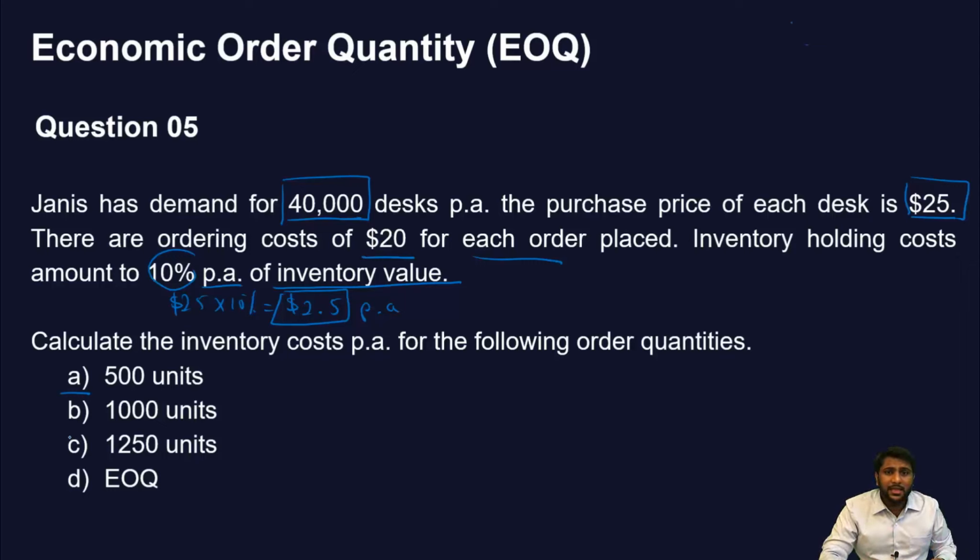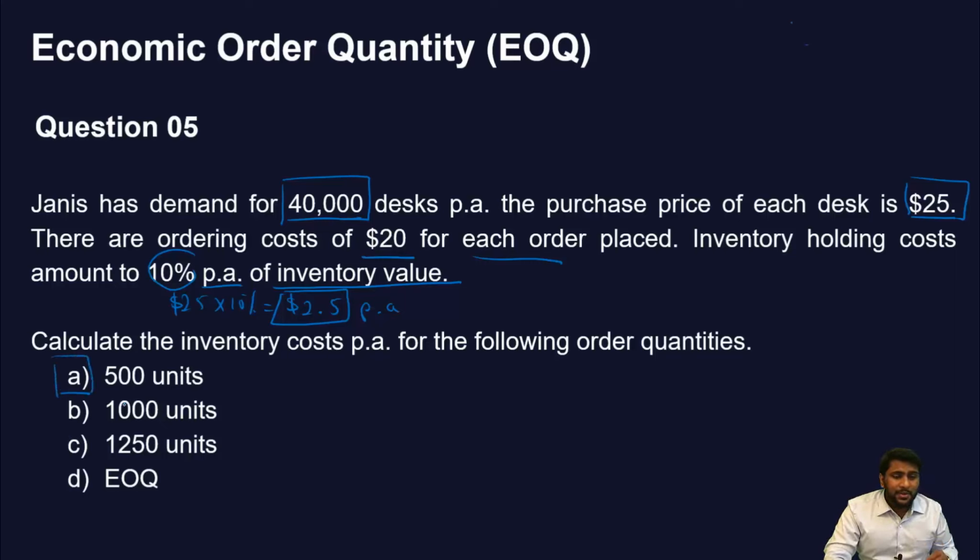So manager A is telling, purchase 500, sell that 500. Once that 500 is over, again purchase another 500. Again that 500 is over, again purchase another 500. That is what manager A is telling.